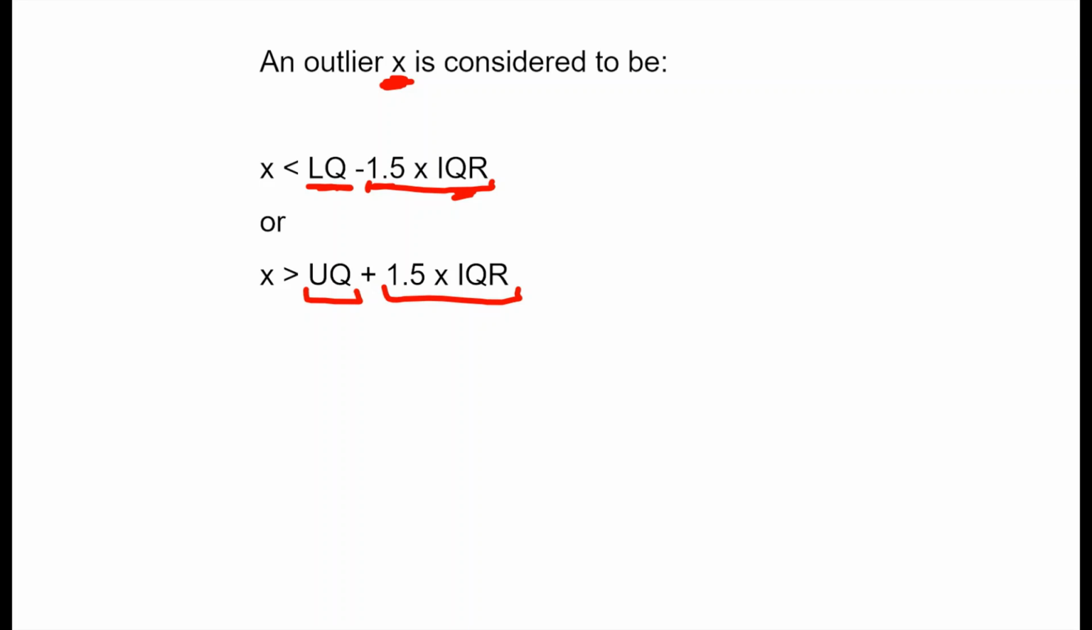So we're going to use this to check if we have an outlier from a set of data. So for the data below, state whether there are any outliers present. So we've got a set of data.